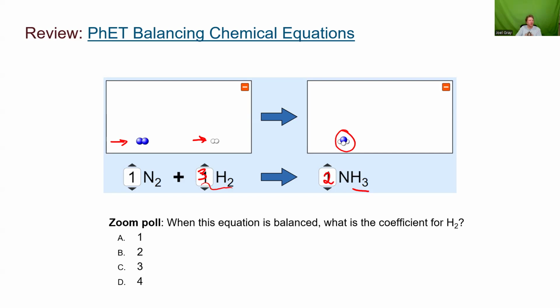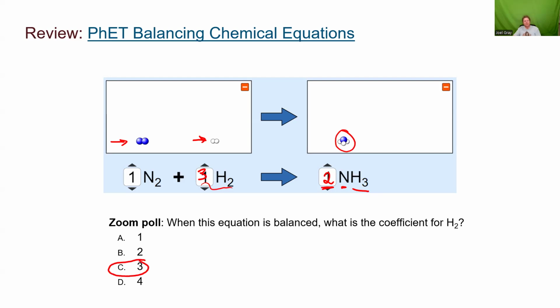Now what that leaves behind is our nitrogens. Are our nitrogens balanced? Well, we've got a 2 coefficient, and the coefficient you can change. The subscript you can never change. You've got 2 nitrogens there, and then you've got N2. So that's actually balanced. So for this question, when this equation is balanced, what's the coefficient for H2? Well, the coefficient for H2 is C.